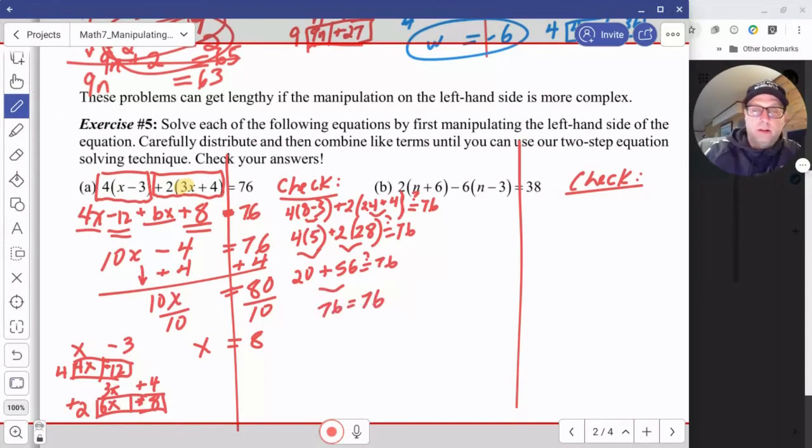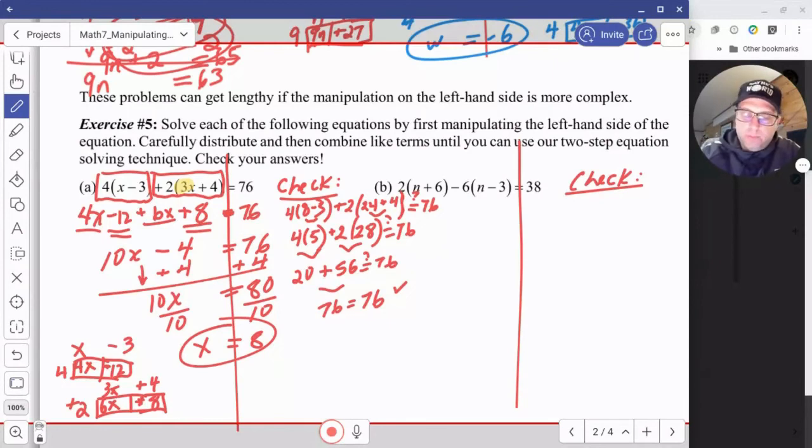yes, it does. So our check checks. So the C is check, the K is keep. So check it, keep it, circle it, done. Okay. All right, last one.